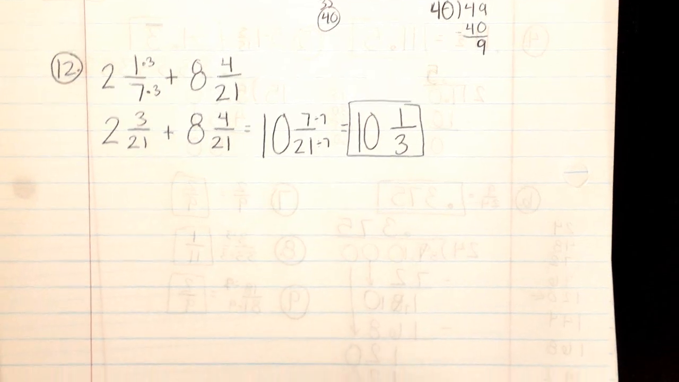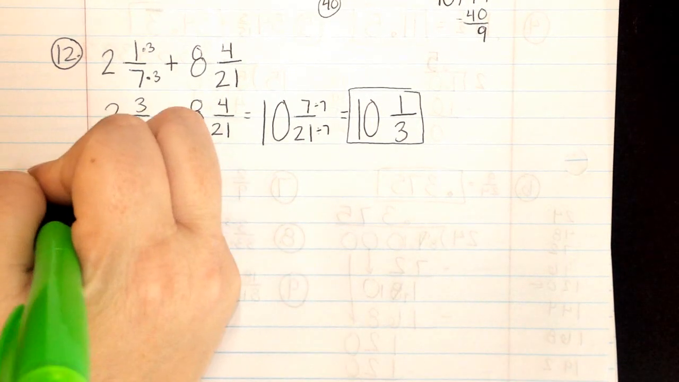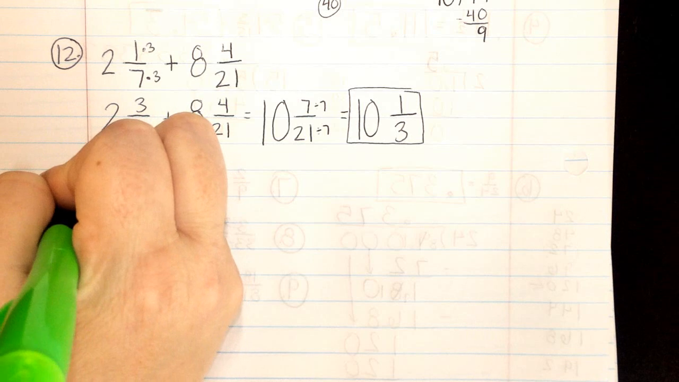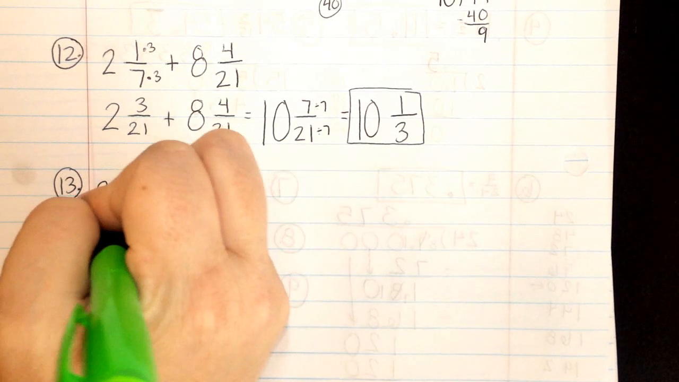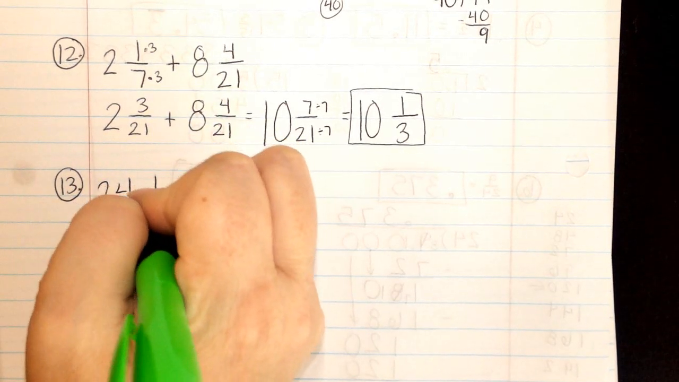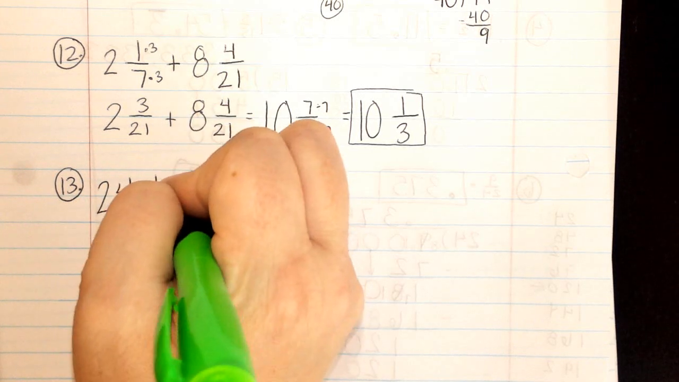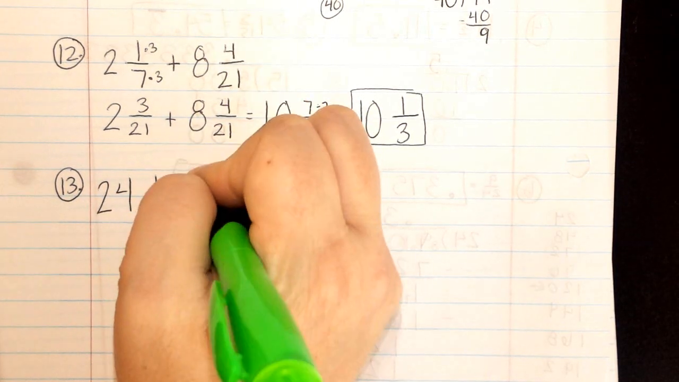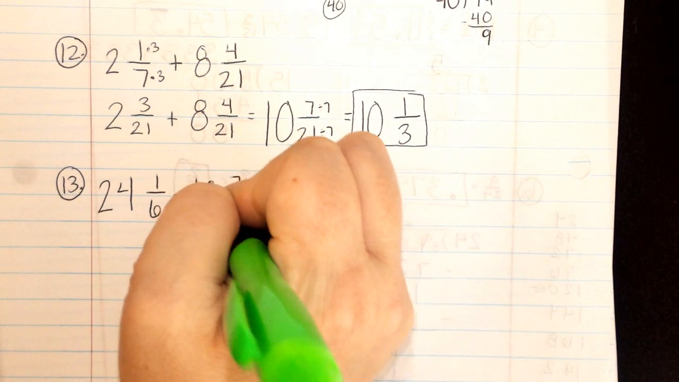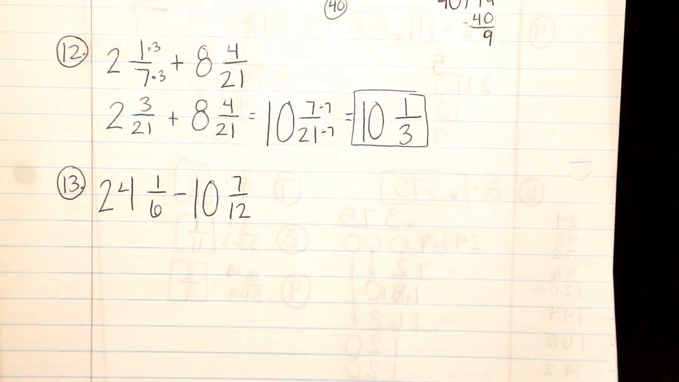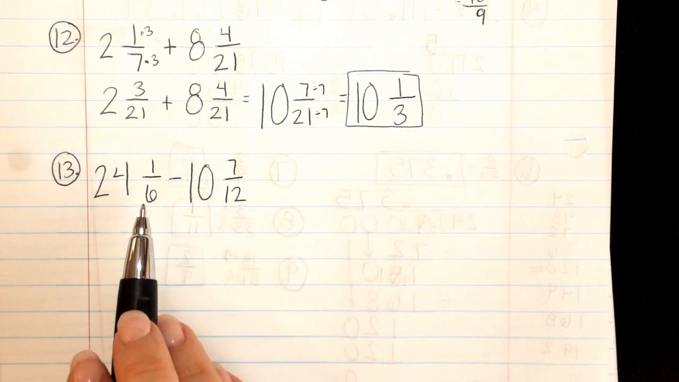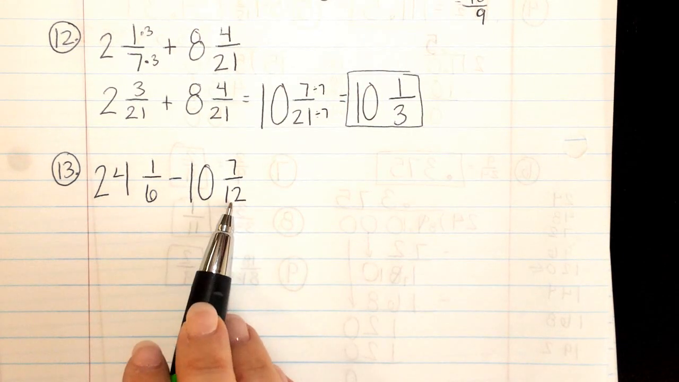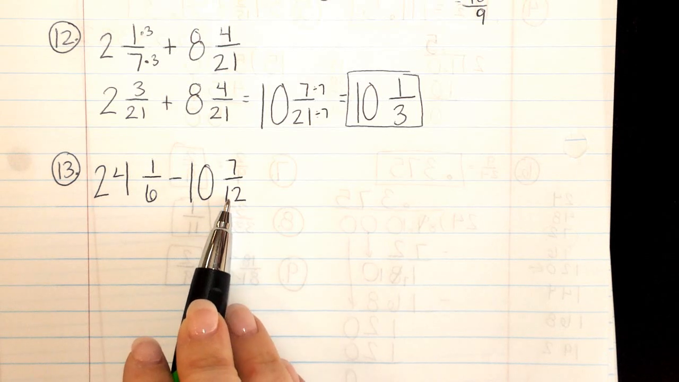All right. Number 13. I have 24 and 1/6 minus 10 and 7/12. All right. Can I subtract those right now? No. So we're still going to look at the little number. Can I make my little number look like the big number? Yes. What am I going to do to make that happen?